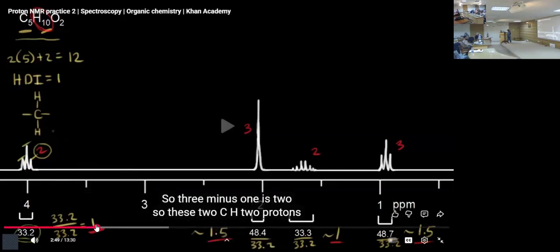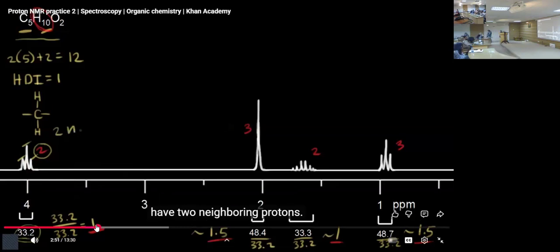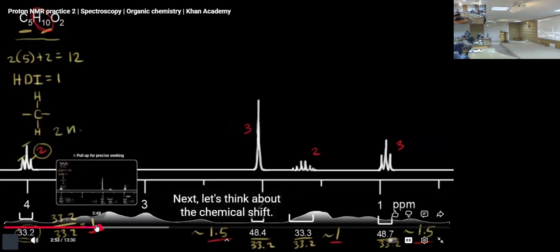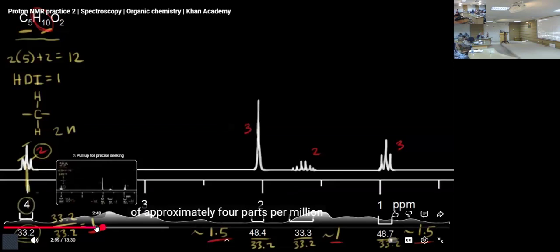Two CH2 protons have 2 neighboring protons. Next, let's think about the chemical shift. So this signal has a chemical shift of approximately 4 parts per million. And that's the highest value for the chemical shift out of all 4 of these signals. And that's the region for a proton that's connected to a carbon that's bonded to an electronegative atom. And if we look at our molecular formula, we have 2 oxygens here.